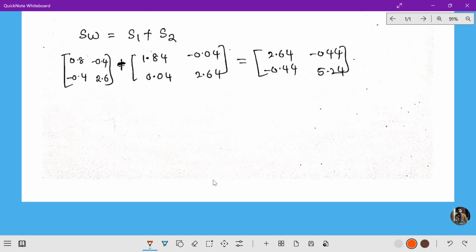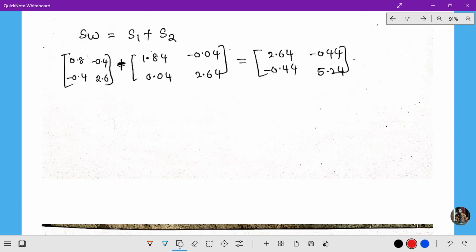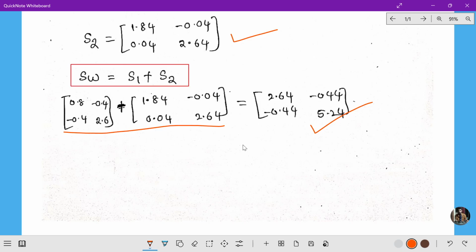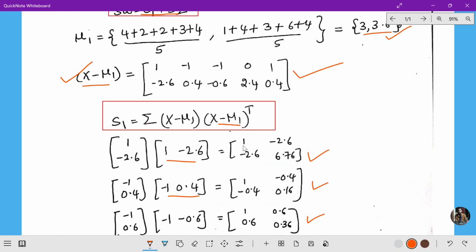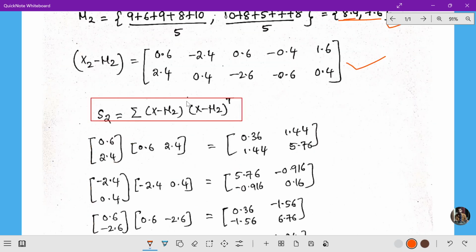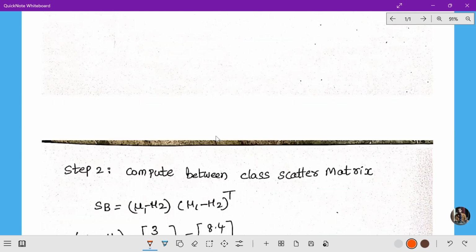So what is the formula? The formula is SW is equal to S1 plus S2. So S1 value is this one, S2 value is this one. The final answer for this SW is here. So you may not get any confusion: whatever procedure we do for S1, the same thing happens to S2 also.